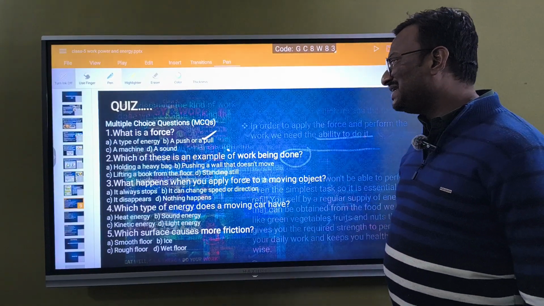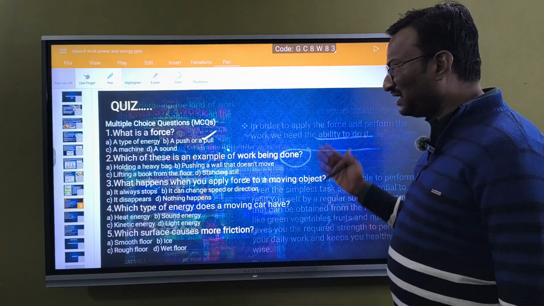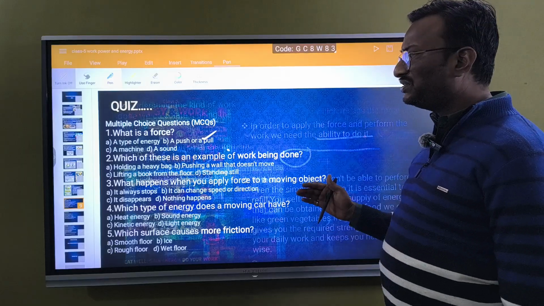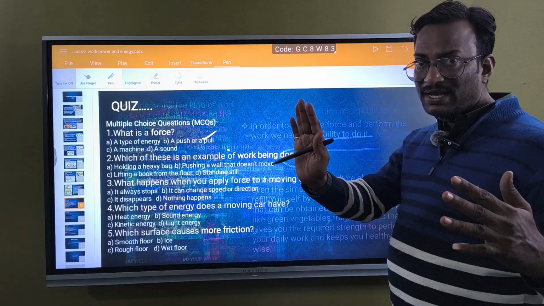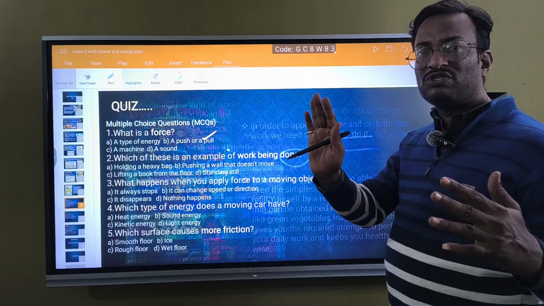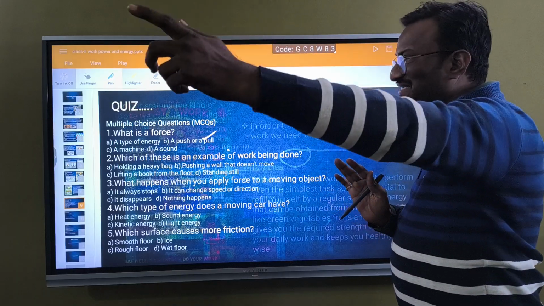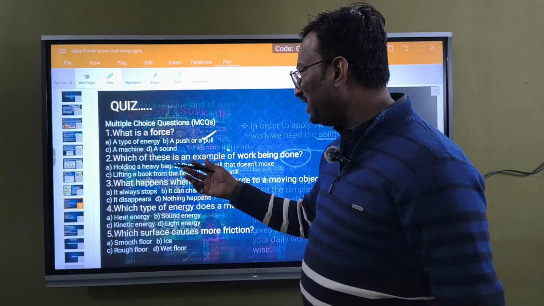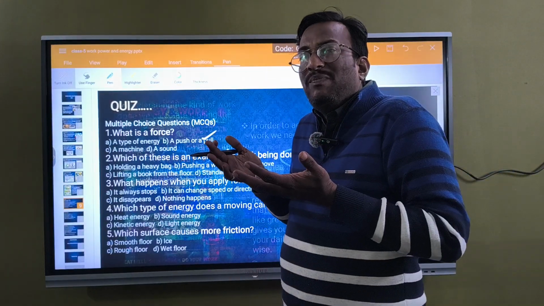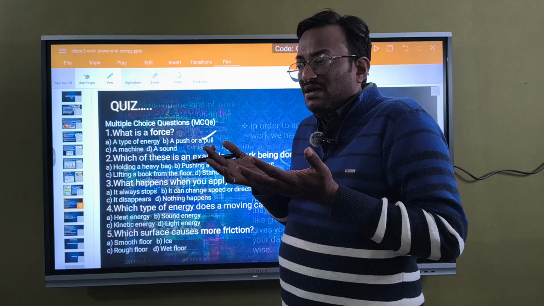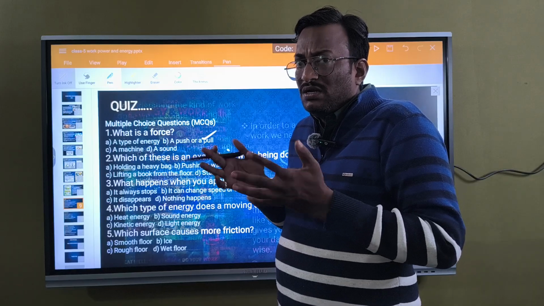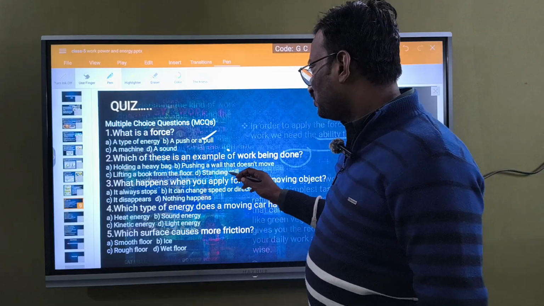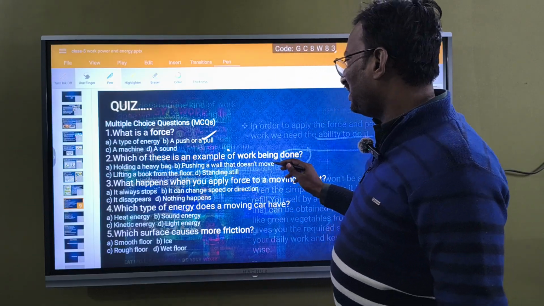Which of these is an example of work being done? In the following things, the work should be done. In order to do work, we have to apply force. After applying force, the body should get displaced. Holding a heavy bag: when I hold a heavy bag in my hand, is it displaced? Has the position of the bag changed or not? No. So this is not work. Pushing a wall, that does not move.